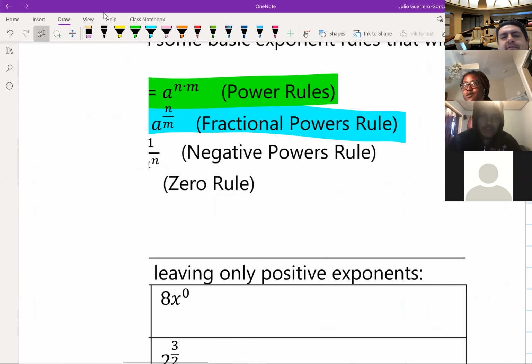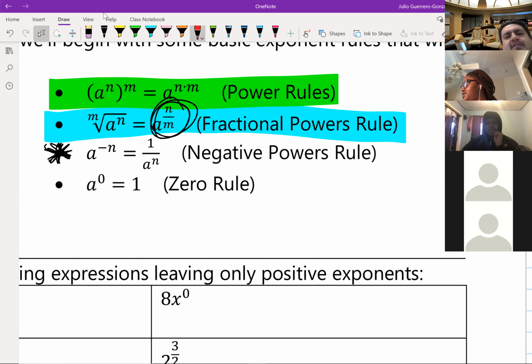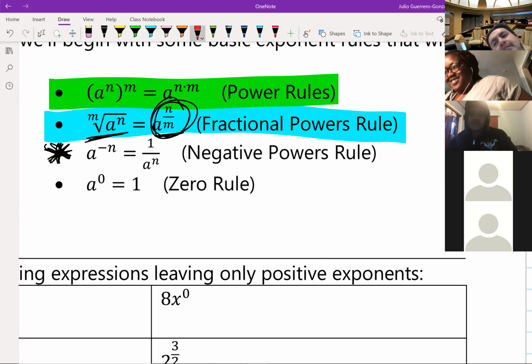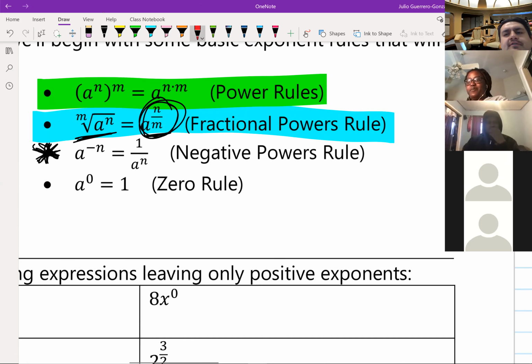You're just reversing it, basically. Right. I'm reversing it. I have this side and I'm turning it into this side. Okay. Got it? So these can go in both directions. You can have the left side turned into the right side. You can have the right side turned into the left side, whichever way you want.